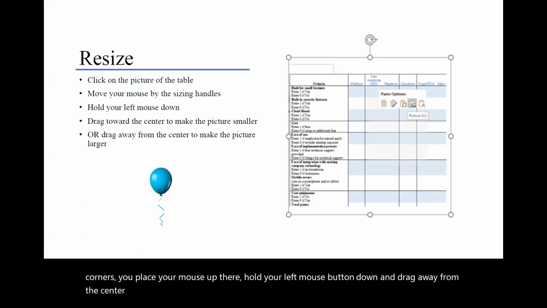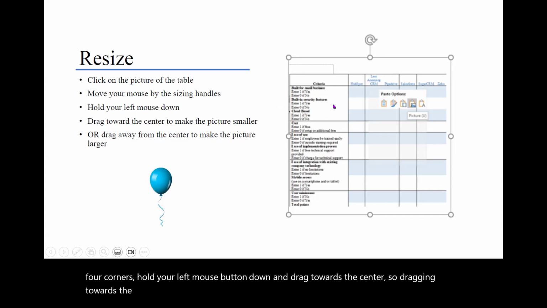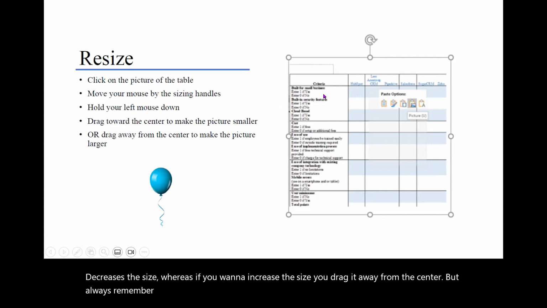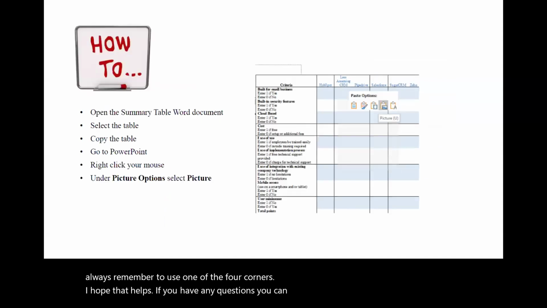That makes it larger. If you want to make it smaller, just put your mouse by one of the four corners, hold your left mouse button down, and drag towards the center. So dragging towards the center decreases the size, whereas if you want to increase the size, you drag it away from the center. But always remember to use one of the four corners. I hope that helps. If you have any questions, you can always reach out to me.